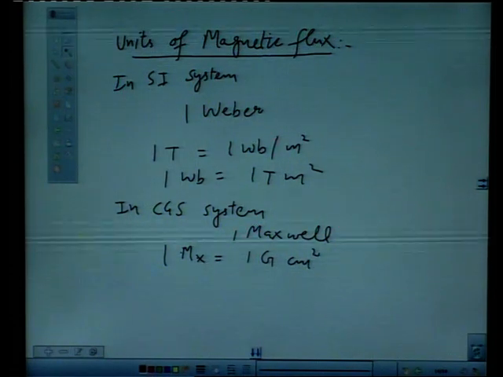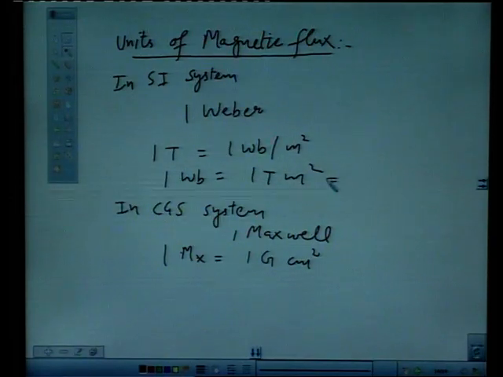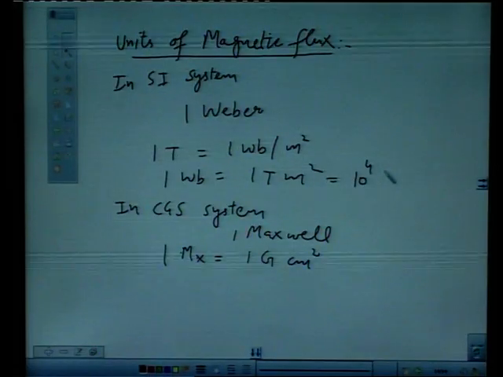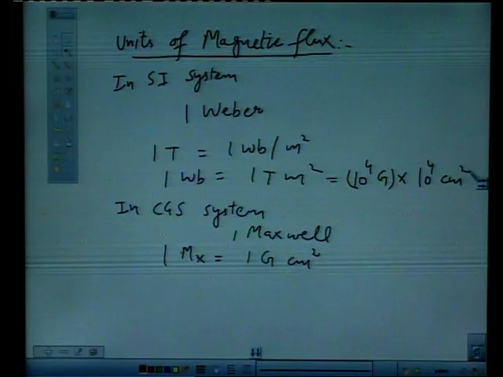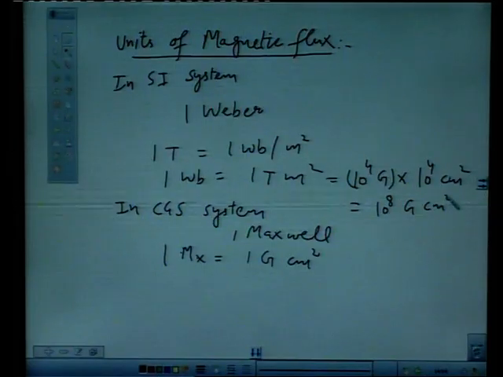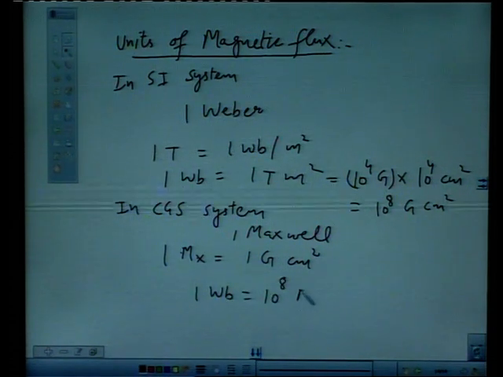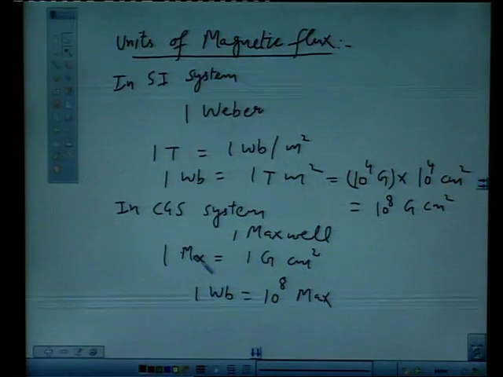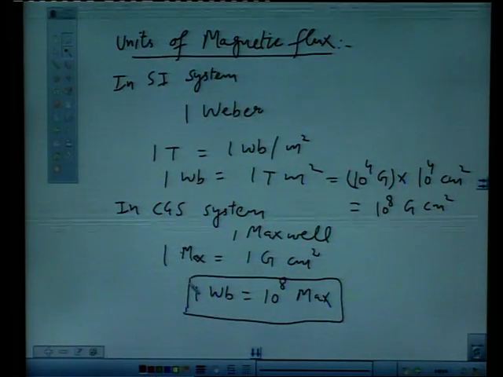So, if we correlate Weber with Maxwell, we can say 1 Tesla is equal to 10 raised to power 4 Gauss. 1 meter square is equal to 10 raised to power 4 centimeter square. So, this is equal to 10 raised to power 8 Gauss centimeter square. So, we can say that 1 Weber is equal to 10 raised to power 8 Maxwell. So, this is the relation between the two units.